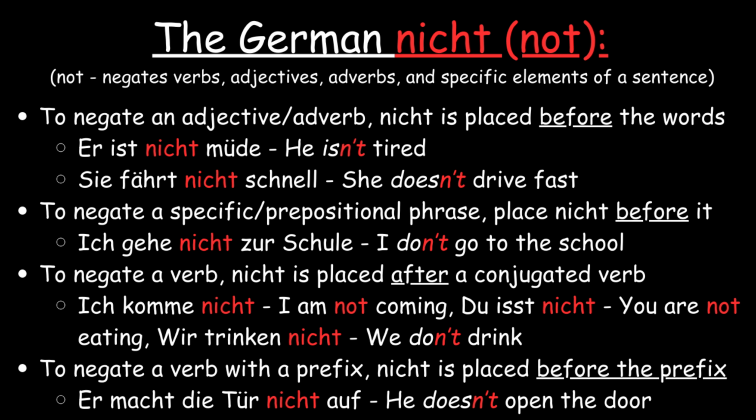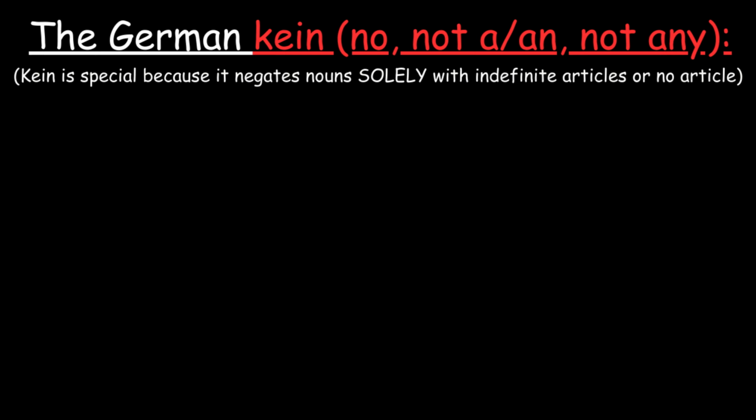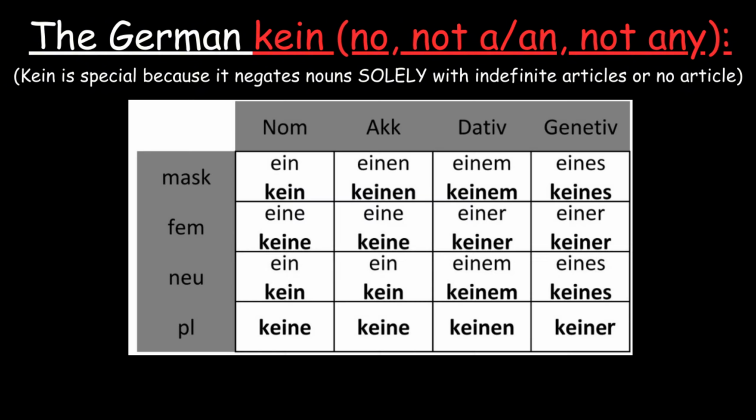After learning nicht, it's important to understand kein, which can mean no, not a, or an, and not any. Kein is a special German negative word because it negates nouns solely with indefinite articles or no article at all. When looking at German indefinite articles, we can see that the cases and declensions of kein are exactly the same as ein, eine, etc.